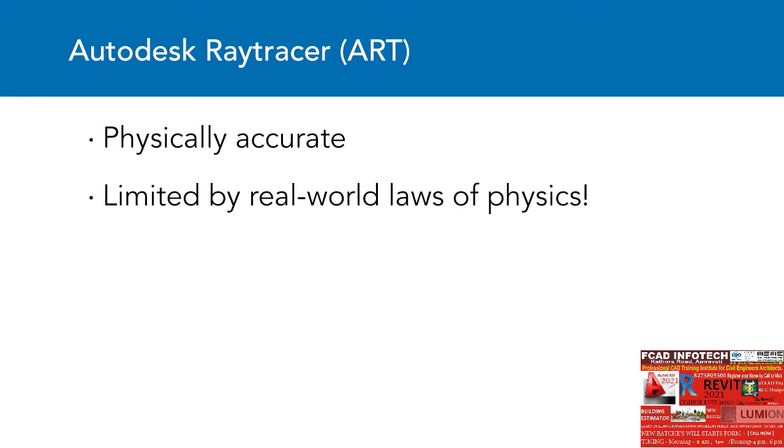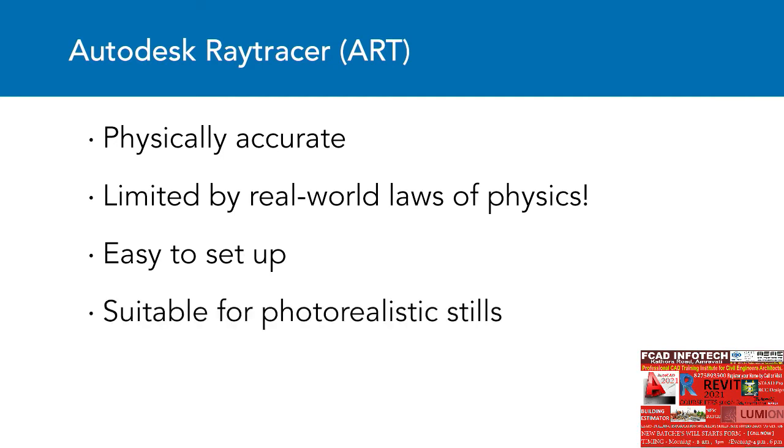ART, or the Autodesk Ray Tracer, is another software renderer and is physically accurate, unlike the Scanline renderer. However, ART is limited by the real world laws of physics. This is a kind of limit, but if you can do it in the real world, then you can do it in ART. In other words, you can't cheat light and shadows. Really, you can't break the rules. However, ART is very easy to set up. All you need to do is adjust the quality slider and you are off and running. ART is really best suited for photorealistic still imagery.